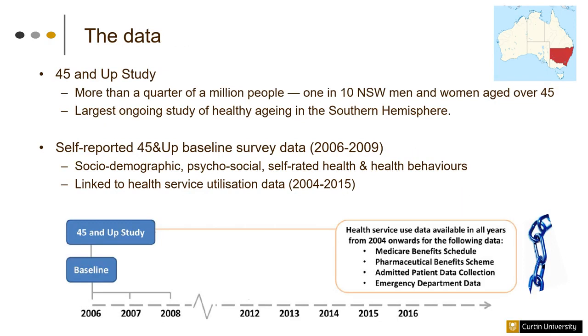We used data from the 45 and up study, which is the largest ongoing study of healthy ageing in the Southern Hemisphere, containing data on more than 250,000 men and women aged 45 and over in New South Wales. The data includes self-reported, socio-demographic, psychosocial, self-related health and health behaviours linked to administrative data.